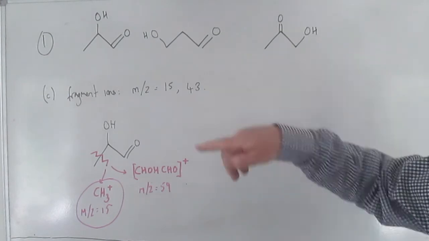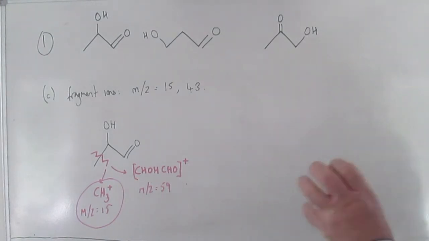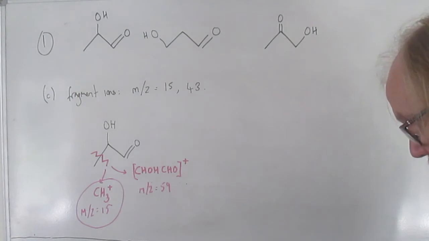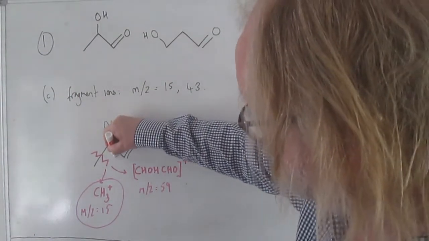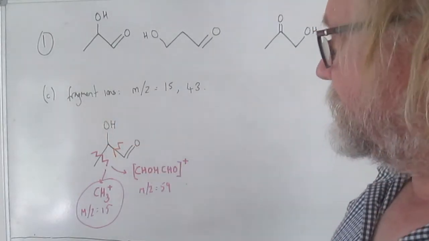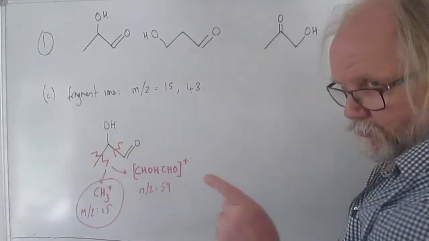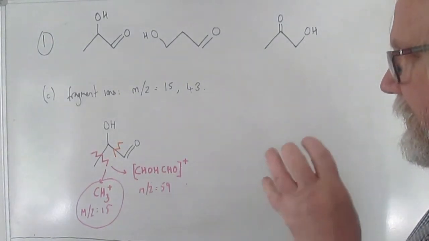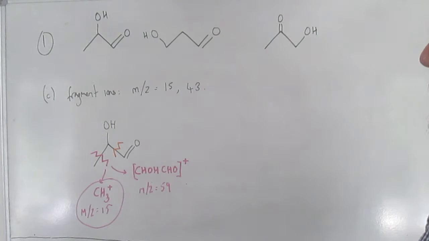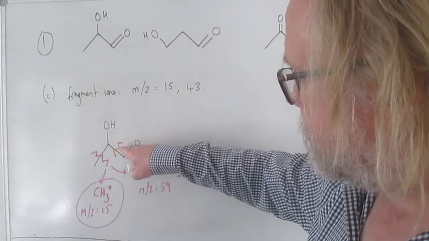but so far we haven't accounted for the peak at 43. And for our structure to be viable, we have to account for both of them. So let's then look at what happens if it breaks here instead. Remember, it's not about breaking as well. It's only ever going to break once in one molecule, or at least if it's a prominent peak, that's all that could have happened. So it's not breaking there as well as here.